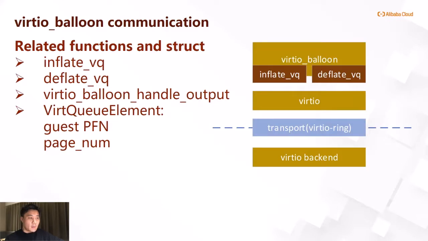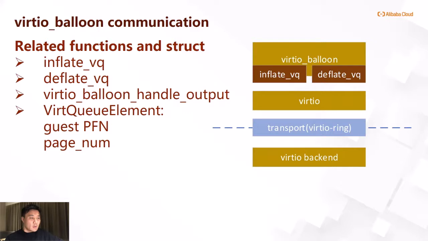How about the communication channel of virtio-balloon? This page shows the related functions and struct. The communication channel is ready. The only thing we need to do is recording the balloon page's address.